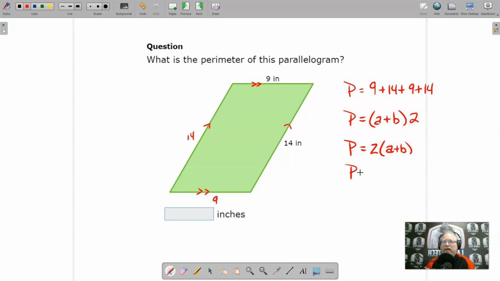So let's plug in our values. Perimeter equals 2 times the quantity of 9 plus 14. 9 plus 14 is 23. And now if we multiply 23 by 2, we would get 46. So in this case, the perimeter is 46 inches.